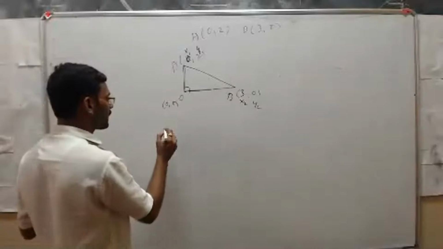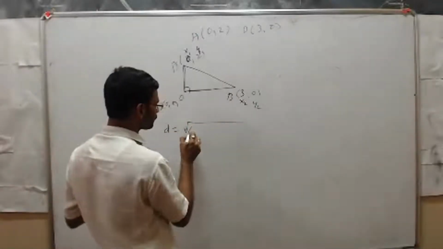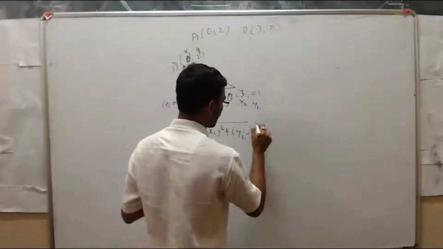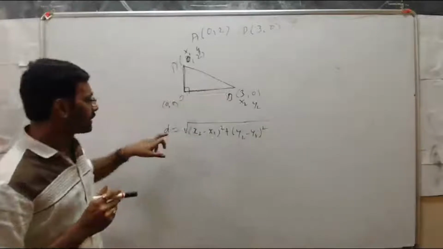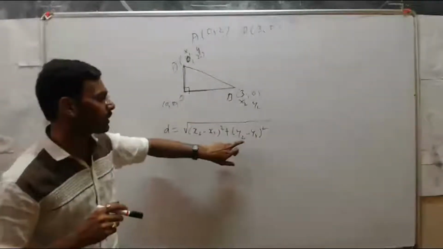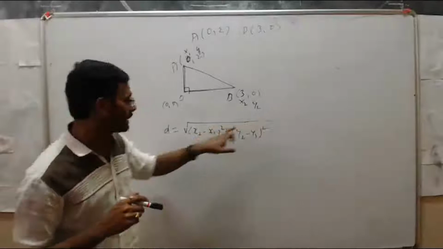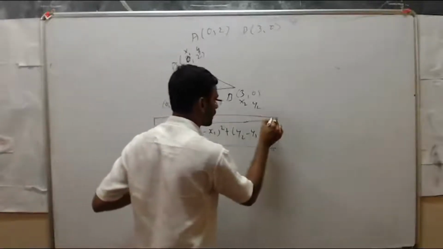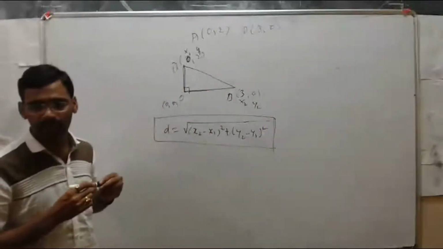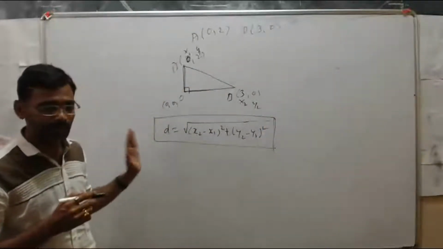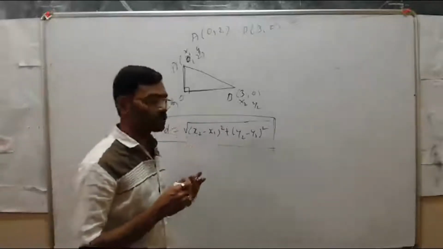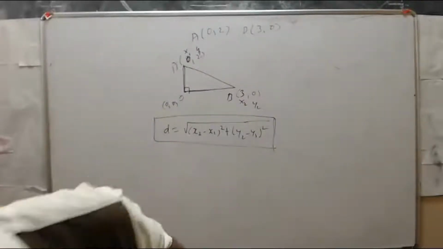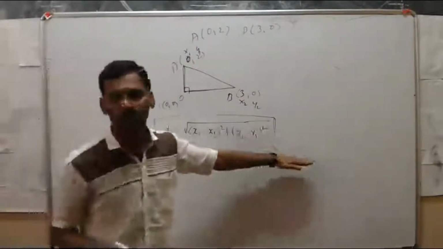Okay, the distance formula: d is equal to root of x2 minus x1 whole square plus y2 minus y1 whole square. This is the distance formula, an important formula. A compulsory 2 mark problem will come, the distance formula compulsorily comes for 2 marks. The distance formula is equal to root of x2 minus x1 whole square plus y2 minus y1 whole square.